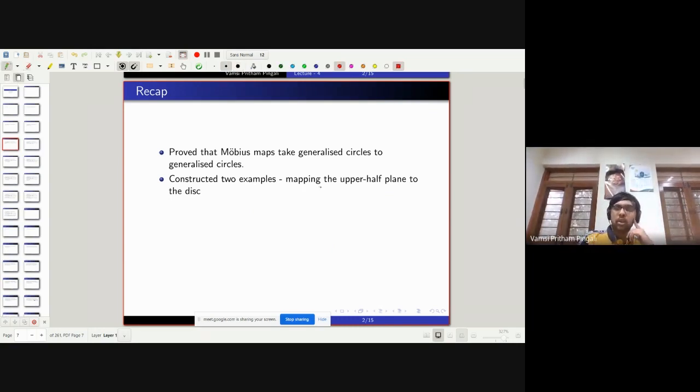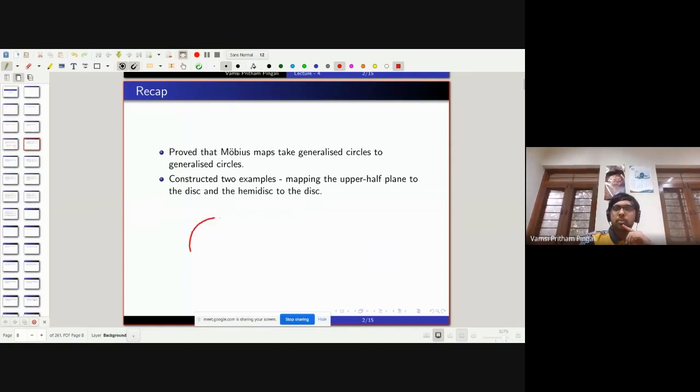So the thing is, we mapped the upper half plane to the unit disk using a Mobius map. We first mapped this to the circle. We made sure that at least one point here went to a point here, and therefore that did the job.